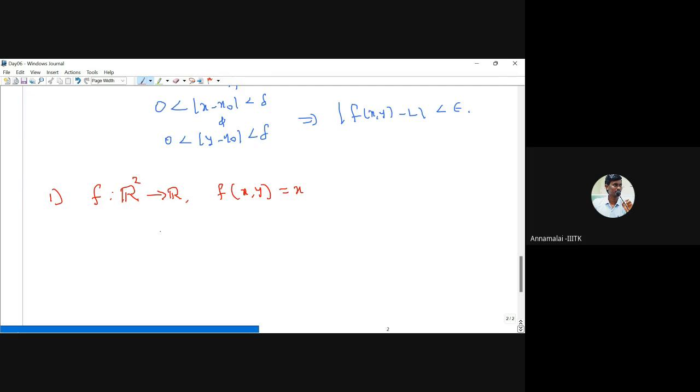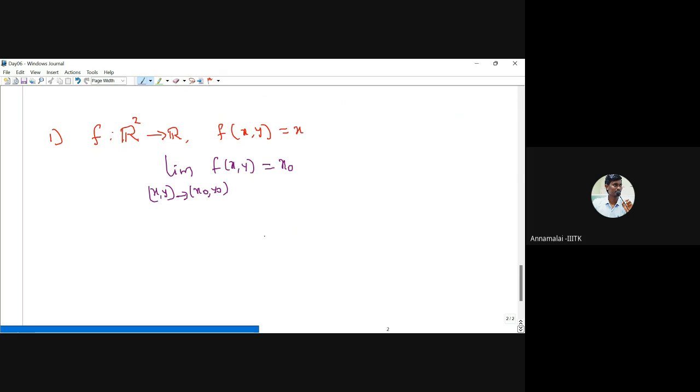Now, suppose we want to find the limit at a point. The limit as (x, y) goes to (x naught, y naught) of f of (x, y) is nothing but just x naught. Suppose if we take y, then the limit as (x, y) goes to (x naught, y naught), f of (x, y) is nothing but y naught. So similarly, if you take any polynomial function, you just substitute the values x naught, y naught. That's it.